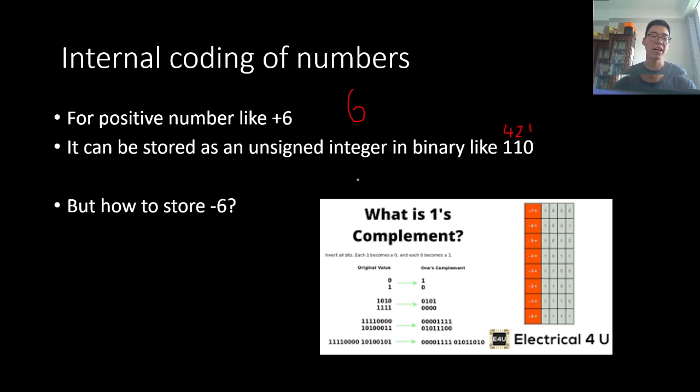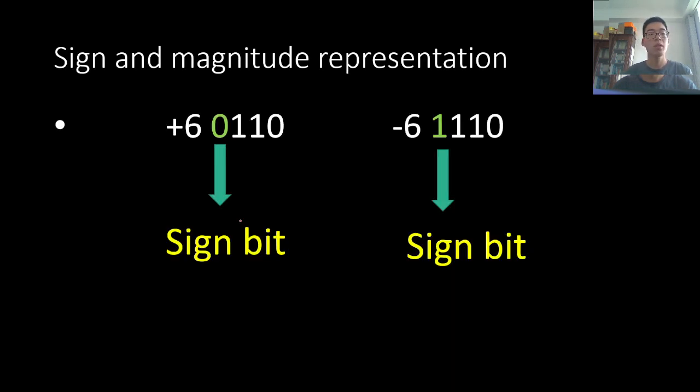Well, let's come back. So how do we store minus 6? The simplest way is to add a sign bit before the binary representation of 6, which is 110. So we can have 0110, which represents positive 6, and 1110 as minus 6. This introduces a sign and magnitude representation.